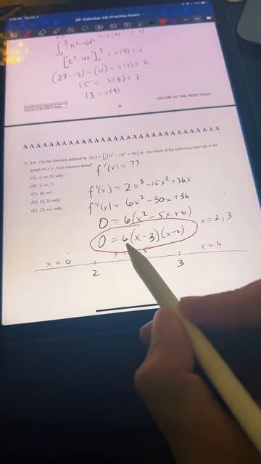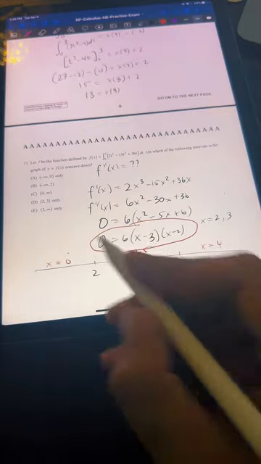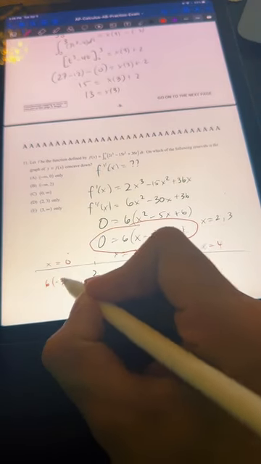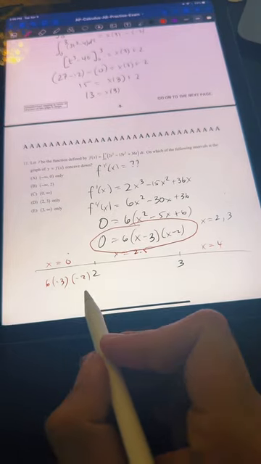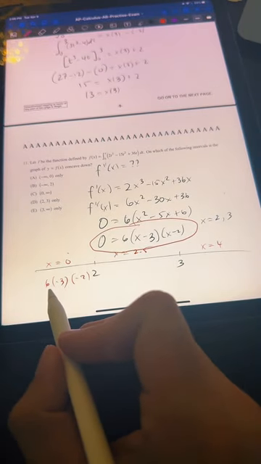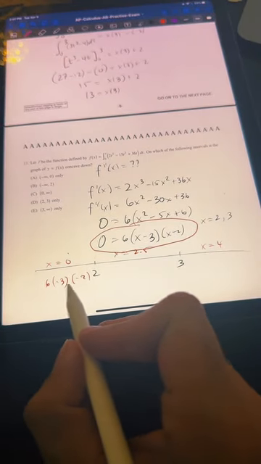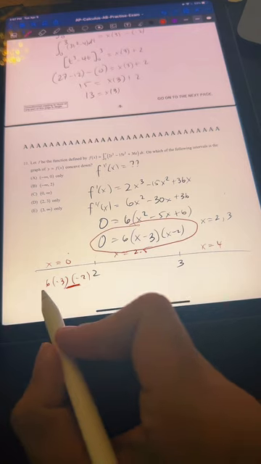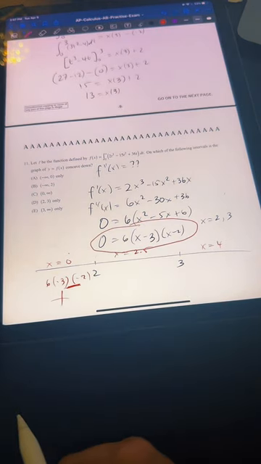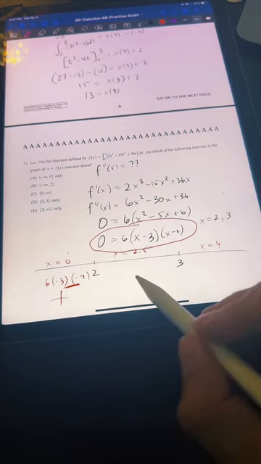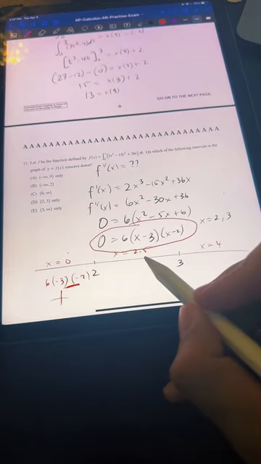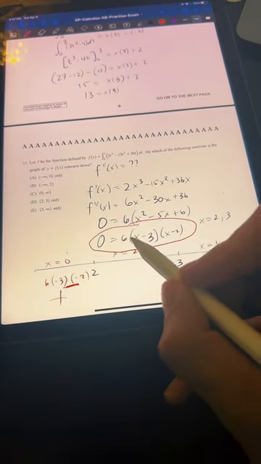So when I plug in 0, I get 6 times 0 minus 3, so 6 times negative 3, times 0 minus 2, so that's negative 2. I don't care what this value is. I just know that I have a positive times a negative and a negative. This is a positive value times 6. This entire thing is going to be a positive value. Okay, so let's go ahead and put 2.5.